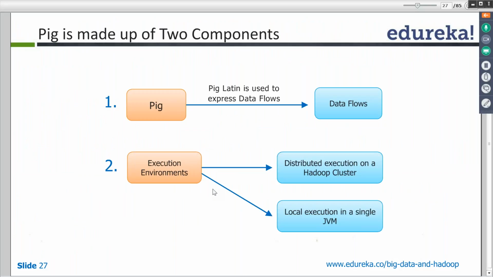Okay, so Pig is made up of two components. The Pig code, the programming language, which is called Pig Latin, in which you define the data flow, and the second is the execution environment. We have already seen the execution environment, right? It can be local or it can be MapReduce.